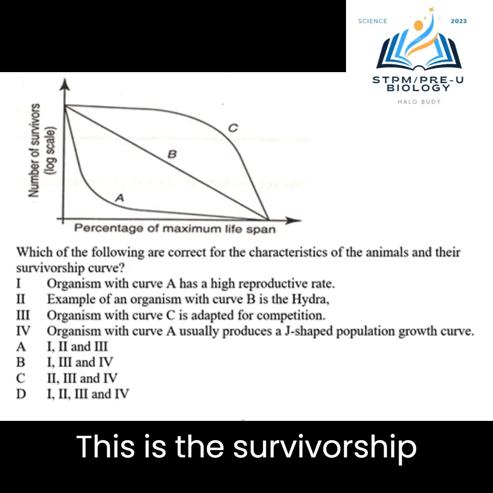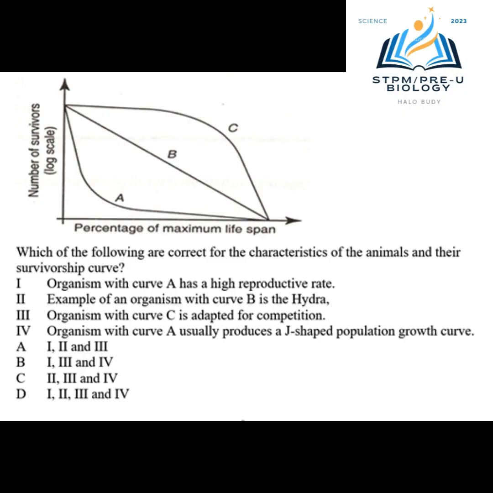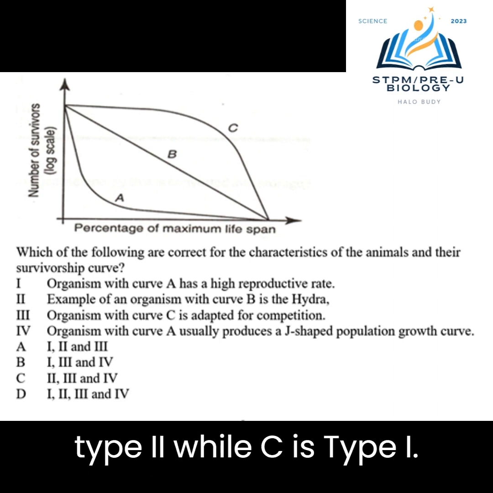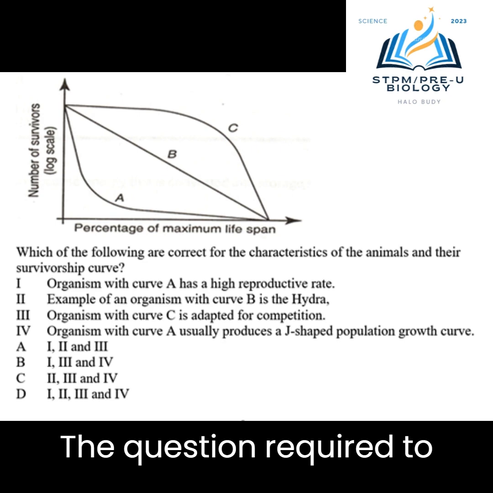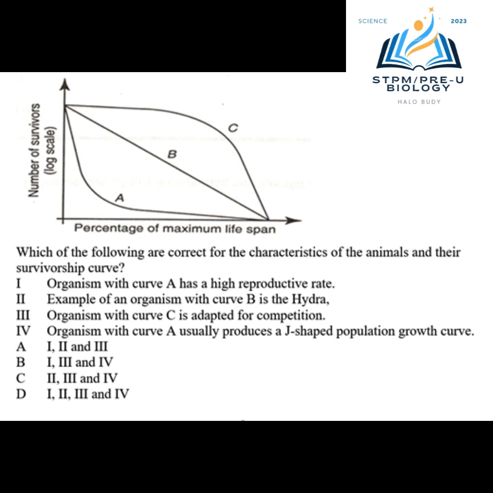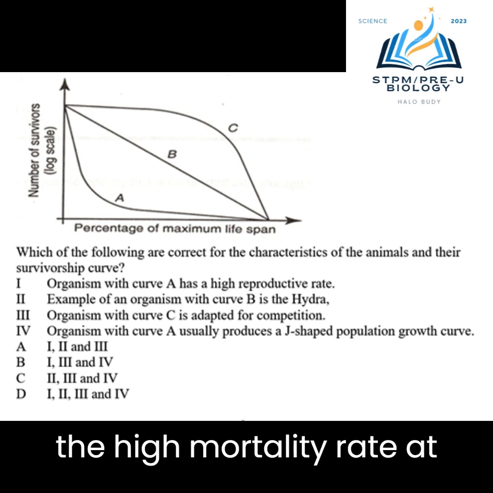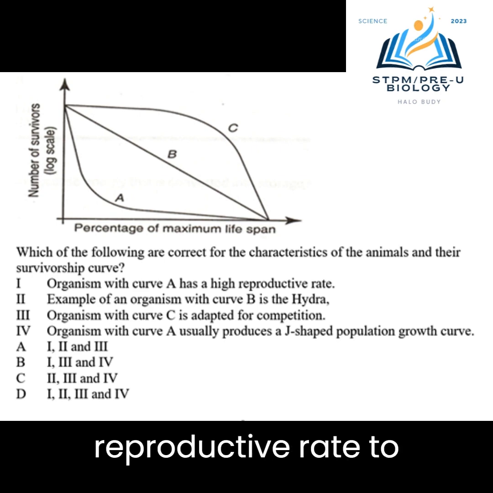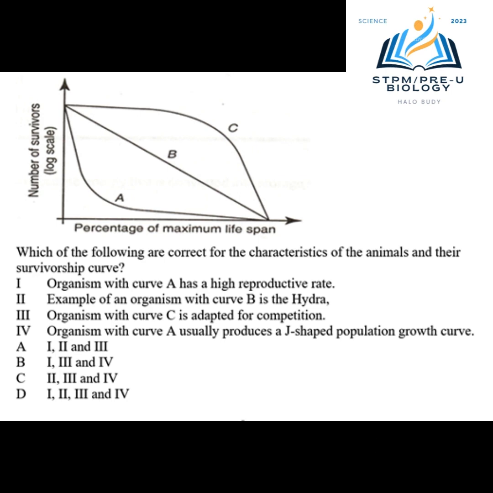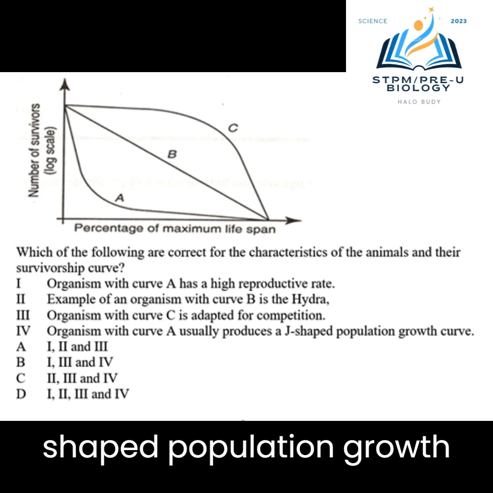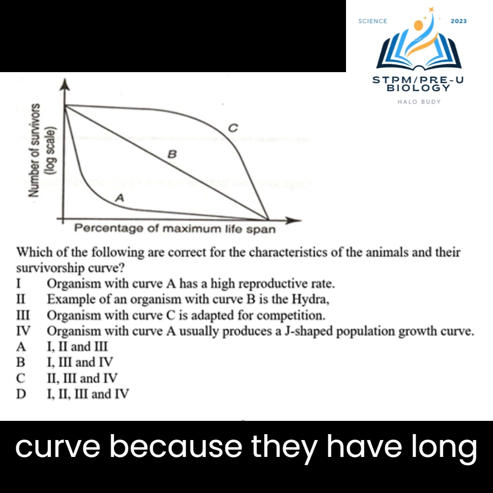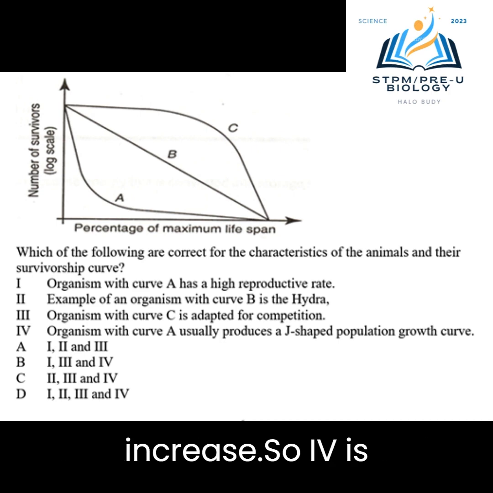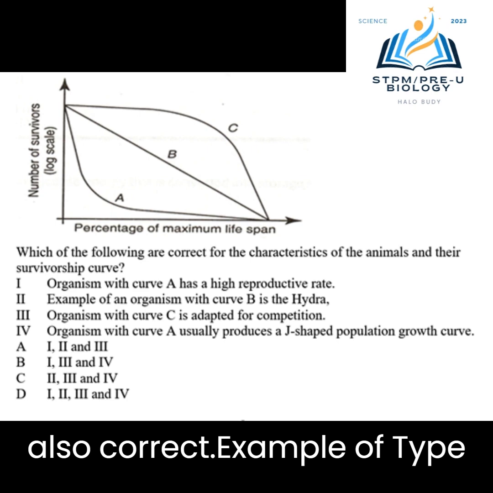This is a survivorship curve question. Curve A is type 3 survivorship, B is type 2 while C is type 1. The question requires finding the correct statement. 1 is correct because type 3 has a high mortality rate at the early stage of life, hence it needs a high reproductive rate to increase survival rate. Type 1 organisms will produce a J-shaped population growth curve because they have a long lifespan since the mortality rate decreases when age increases. So, 4 is also correct.